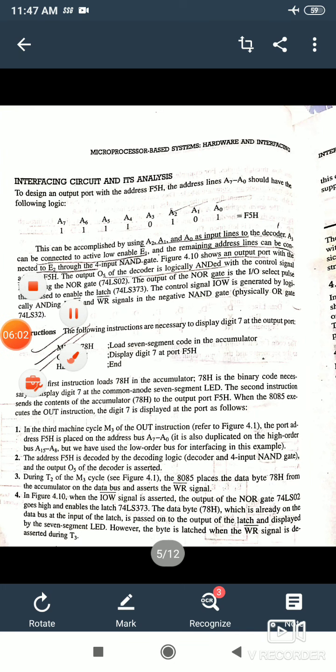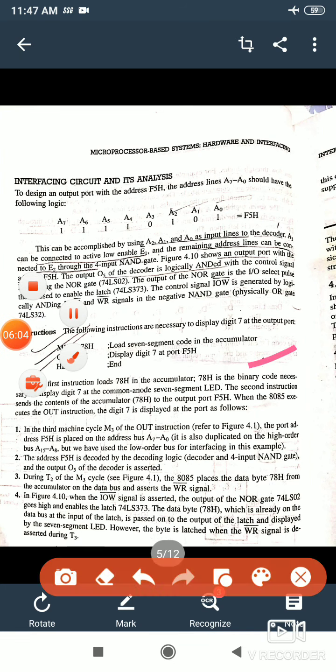So if we see the instruction, we have to give the instructions also. Now if you see the instruction, first you have to move 78 in the accumulator and OUT to the LED, then halt. Only this is the program that you have to write for the interfacing of LED.